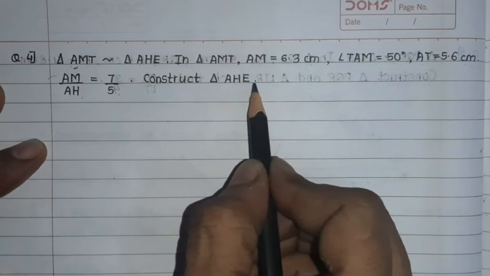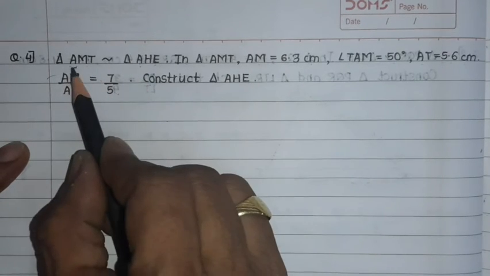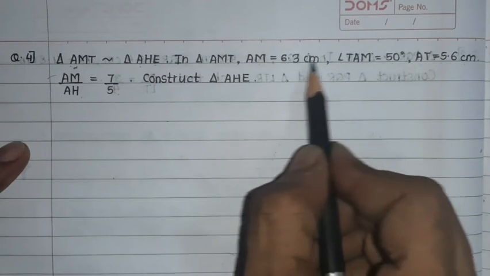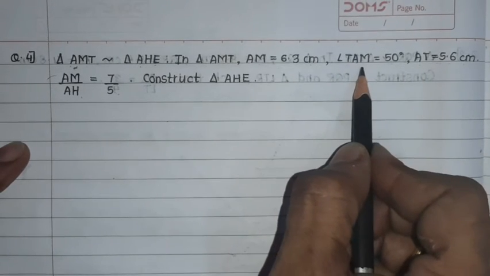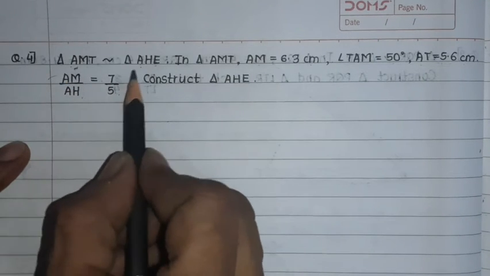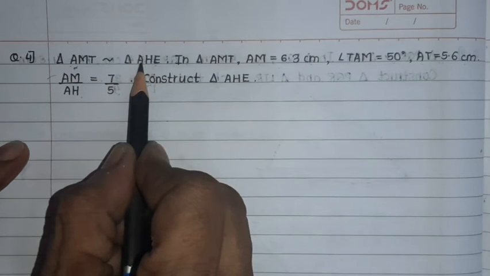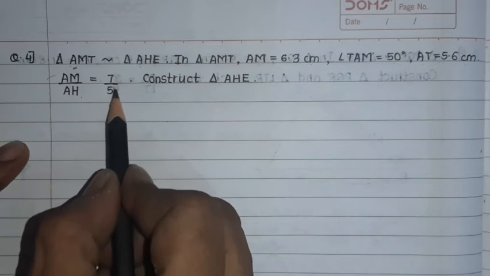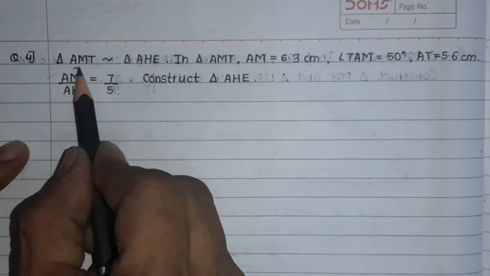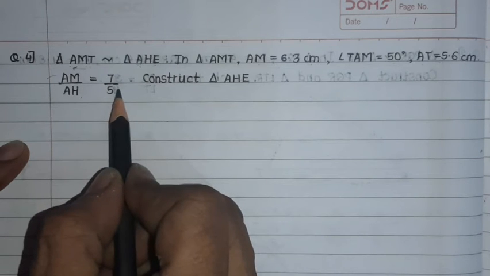Construct triangle AHE. Dear student, two triangles are similar. One common vertex is there and measurements of one triangle are given. Two sides and one angle are given and the ratio of corresponding sides of the similar triangles is given. First of all, the common vertex is there. AM upon AH is 7:5. That means AM is 7 and AH is 5. That means triangle AMT is the bigger triangle and AHE is the smaller triangle.